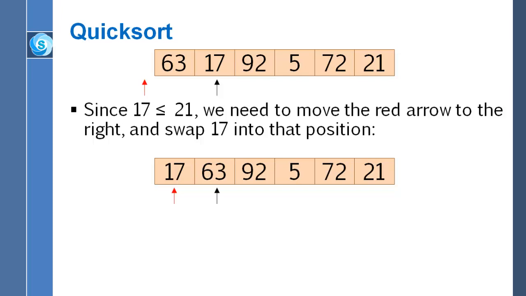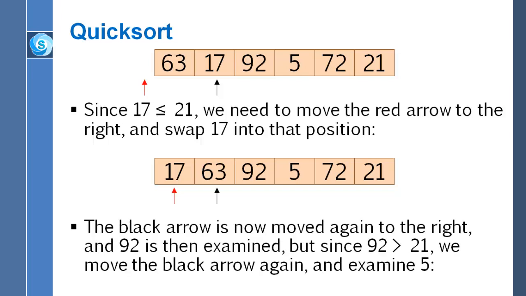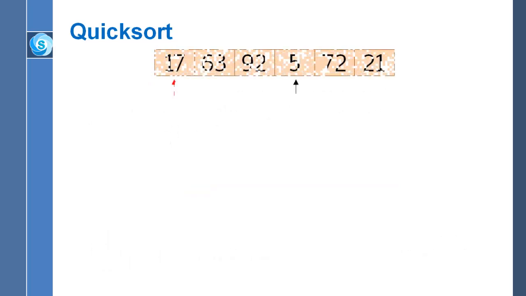All right, and now it's time to move on. So we advance the right arrow. We'll be looking at 92. And let's see, 92 is greater than the pivot, so we move on. We advance the right pointer again. So now we examine the next entry, which is 5, and we see that this is less than the pivot.